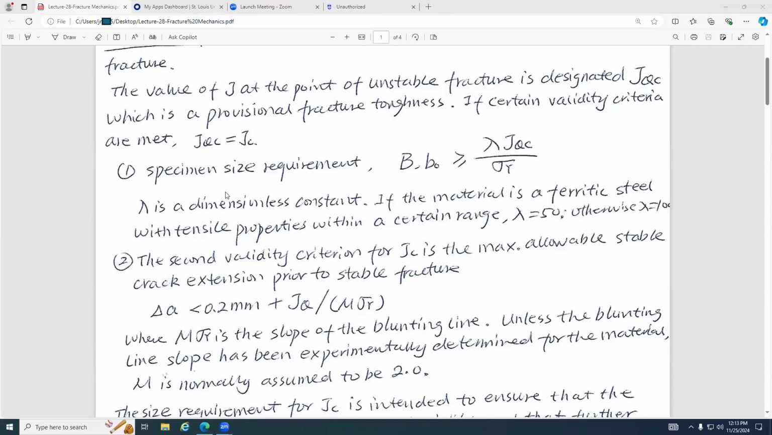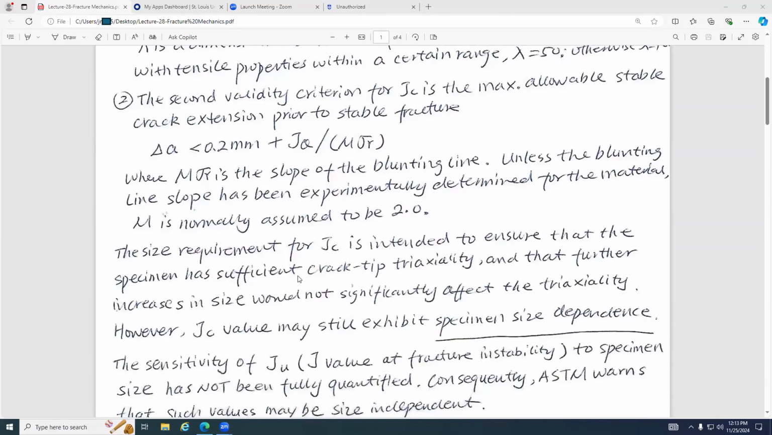You can use this one. So these two validity criteria need to be checked. The size requirement for GC is intended to ensure that the specimen has sufficient crack-tip triaxiality, okay? And that further increases in size will not significantly affect triaxiality. However, GC value may still exhibit specimen size dependency.